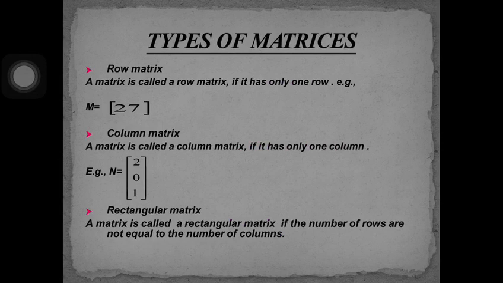Second is the column matrix. A matrix is called a column matrix if it has only one column. Example: N is equal to 2, 0, 1. It contains one column and three rows, so it is called a column matrix.